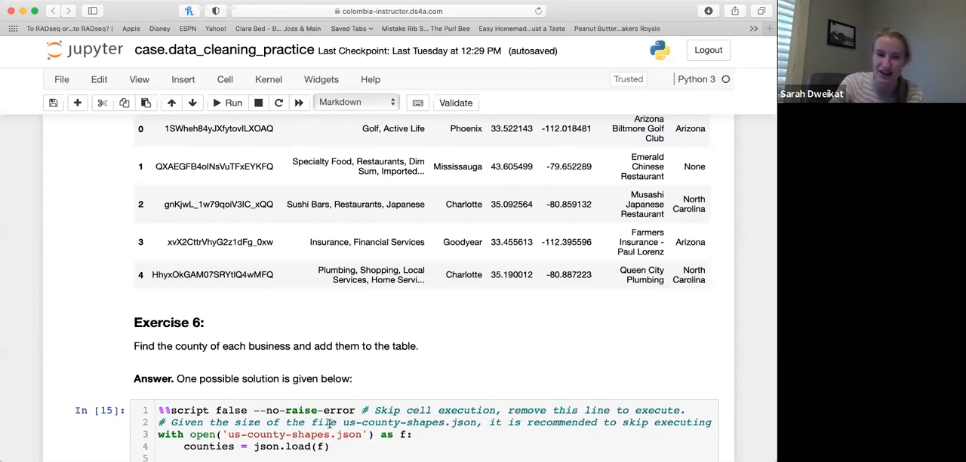I'll give you the first line to open that county JSON instead of state. So we can take a minute and try to write out for yourself that code that we looked at up above for adding the state. But in this case, we would want to add county in addition to our business's data set.